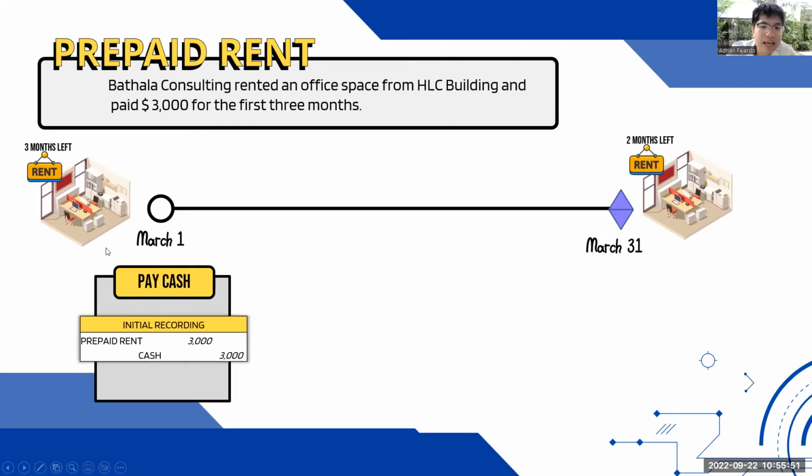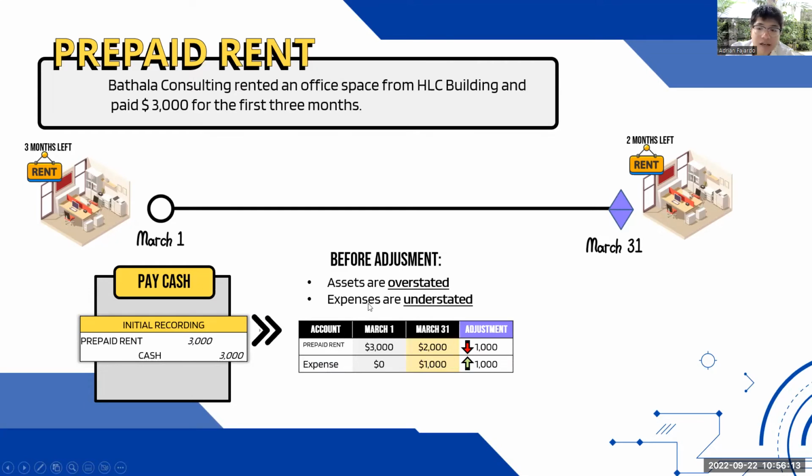So in the initial entry, when we paid cash, basically we recognized an asset called prepaid rent. So debit prepaid rent of 3,000. And then, syempre, we paid cash. So credit cash, 3,000. So now we're at March 31. And before adjustments, our assets are again overstated and our expenses are understated.